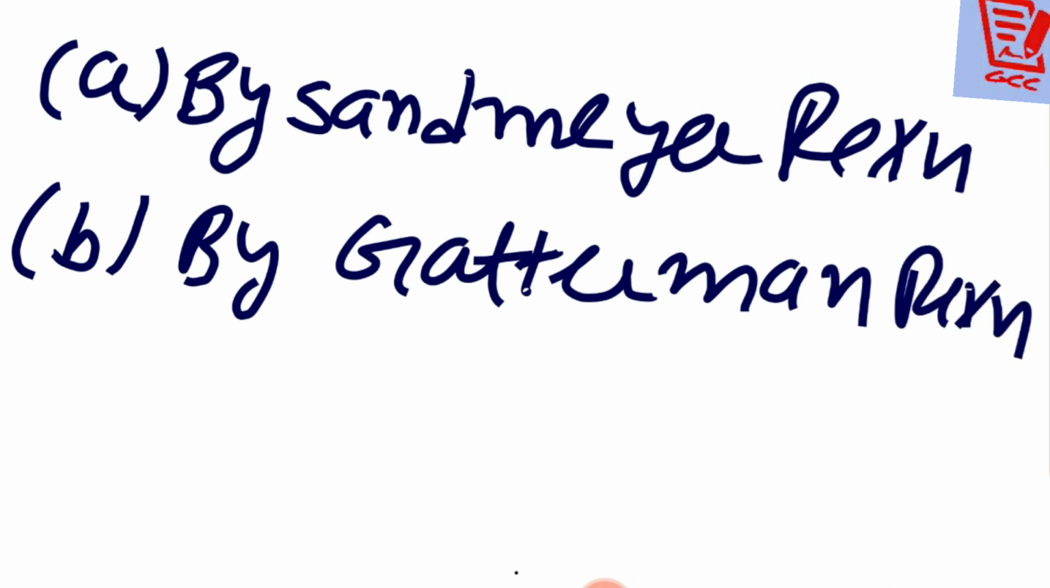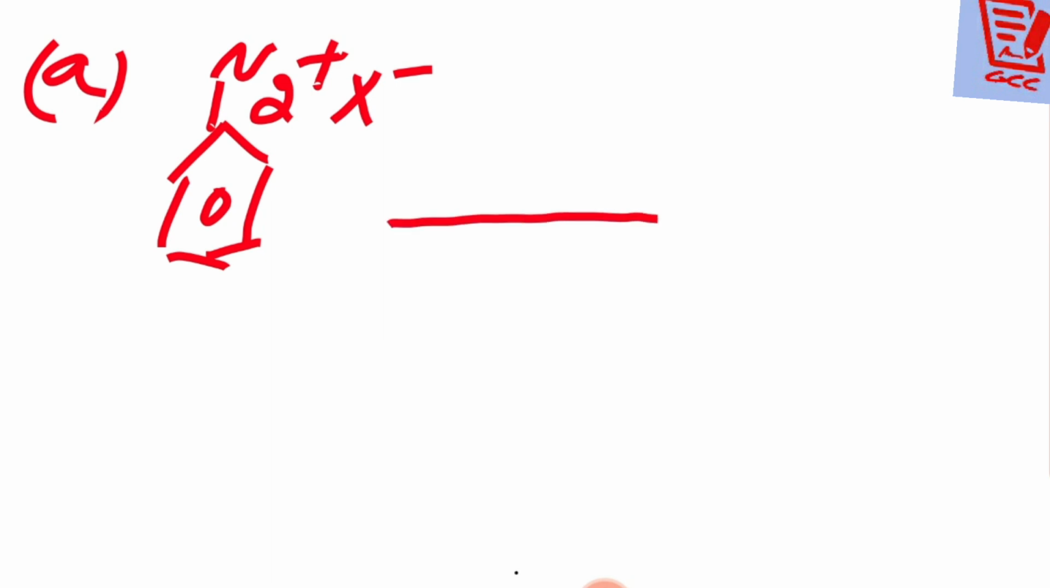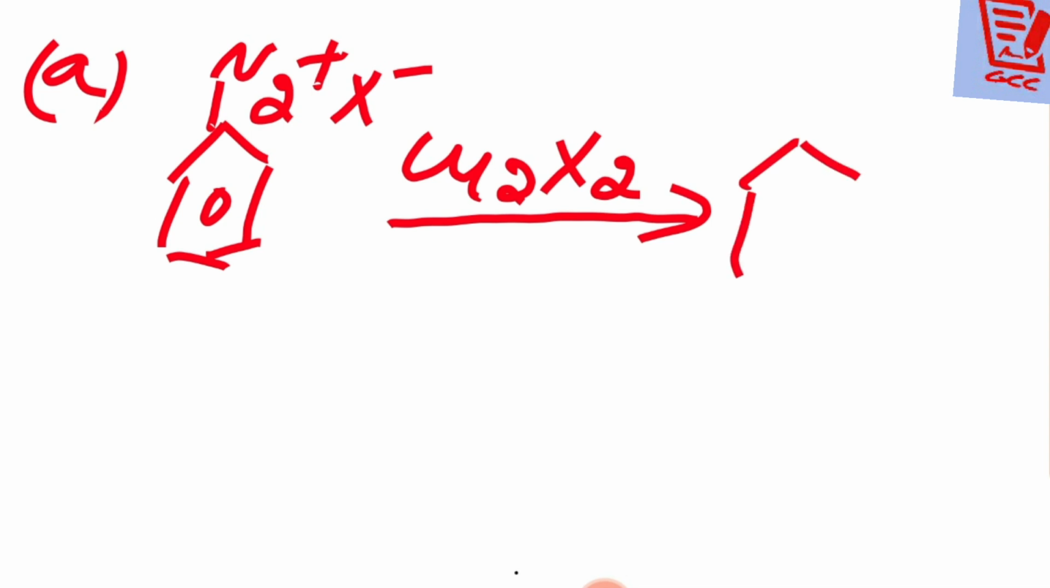So let's start. We are starting with number one, the Sandmeyer reaction. This is one of the naming reactions. You please see, all of you. Here is N2 positive, then X negative, plus on the arrow, now what are we using there, Cu2X2. So it will form over there the halogen compound and N2.